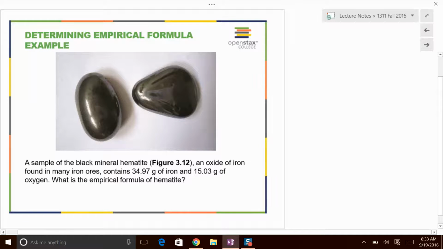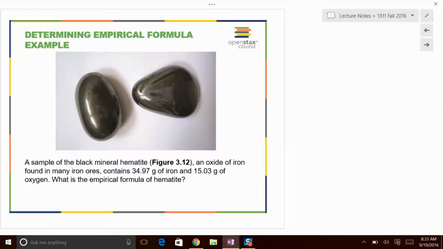So let's look at an example here. A sample of black mineral hematite, an oxide of iron found in many iron ores, contains 34.97 grams of iron and 15.03 grams of oxygen. What is the empirical formula? So we want to find this empirical formula.